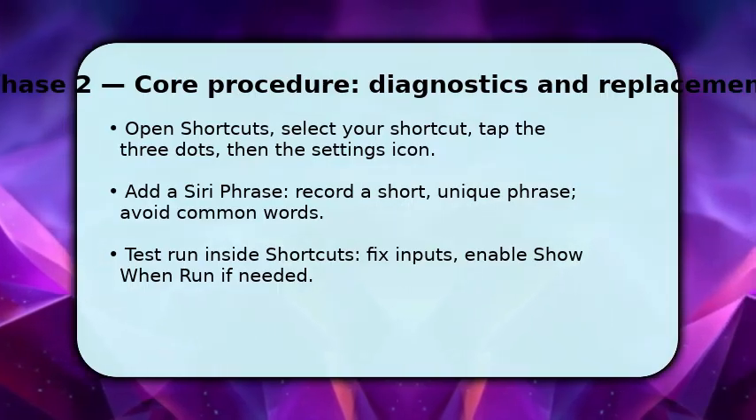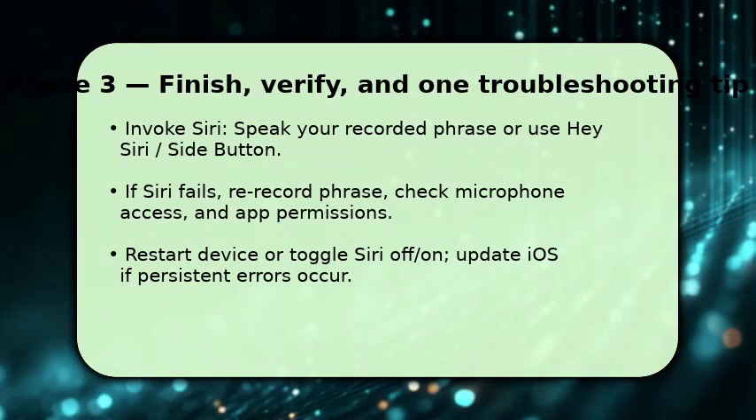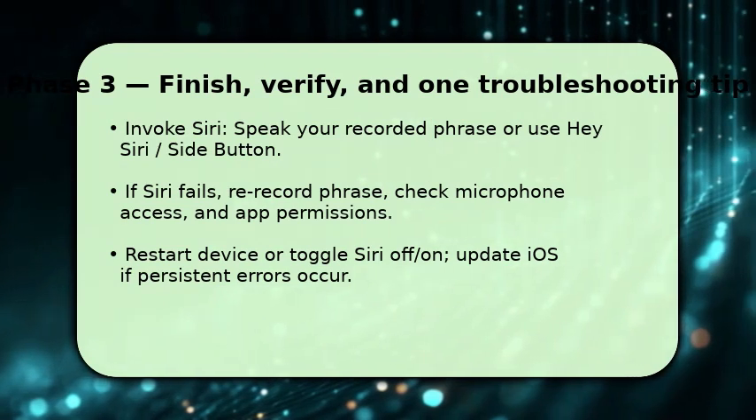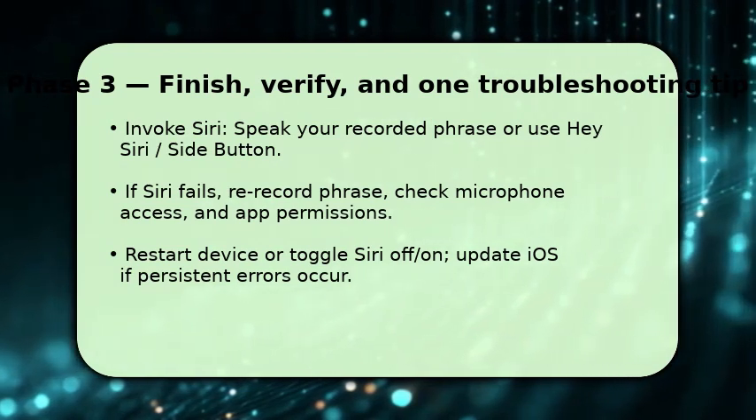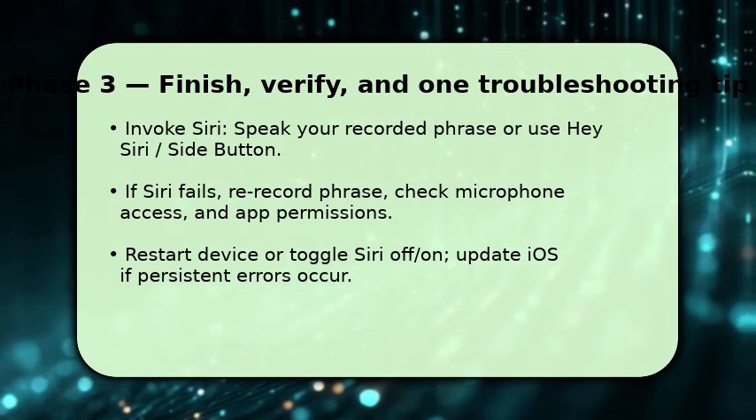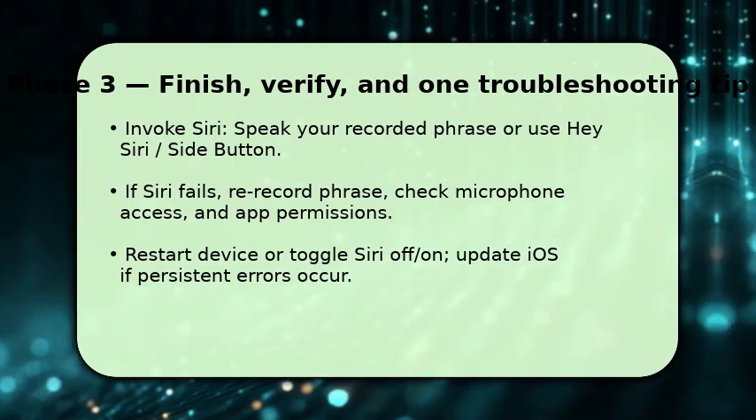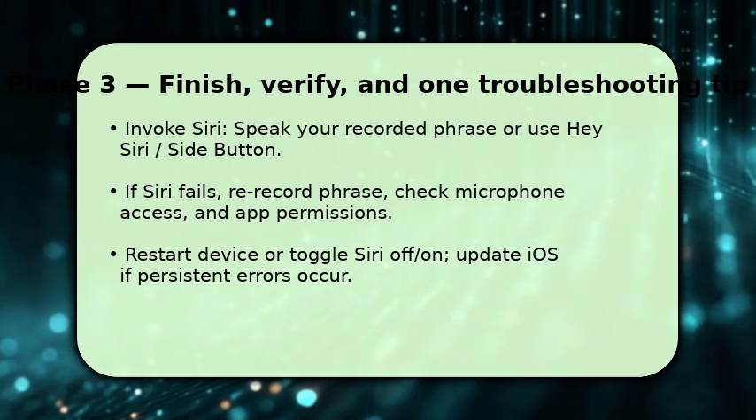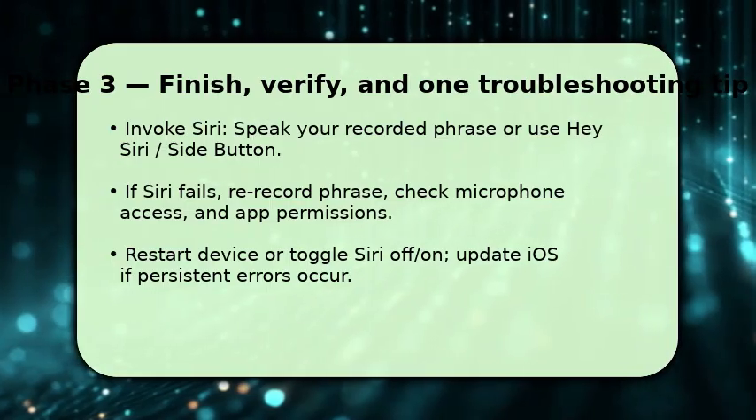Speak your recorded phrase, or press the side button and say it. Siri runs the shortcut and performs each action. If it doesn't, re-record the phrase. Shorter is usually better. Then verify microphone access and that the Shortcuts app has necessary permissions.